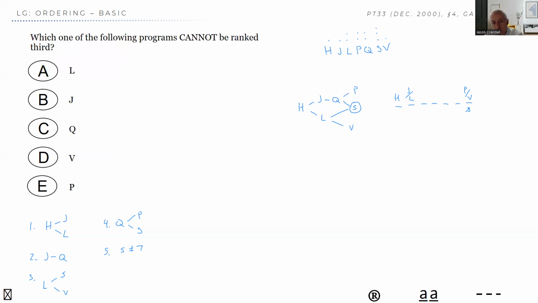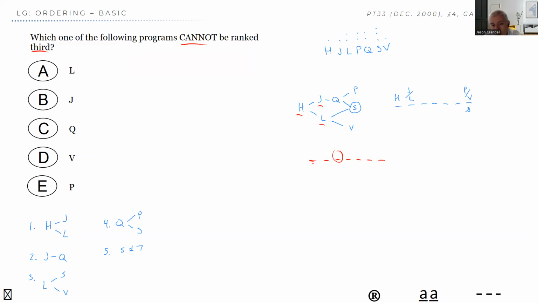Second question is just a straightforward absolute question. We've got what can't be third. Now, there's two ways to think about what keeps something from being third when you've got these webs. Either there are too many variables that have to come before something on all of the chains that it's a part of. We have to look at all of the chains that it's a part of, but there are too many variables that come before it.